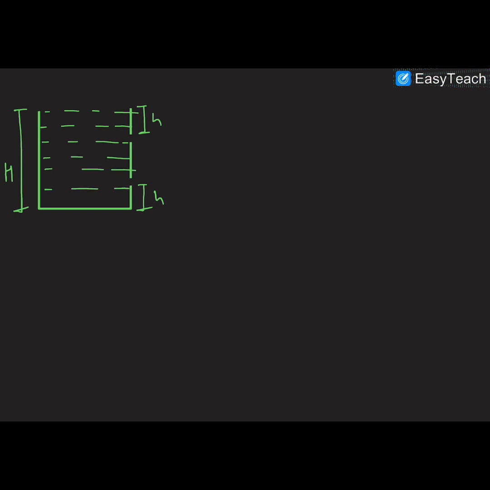So if we find out the range of liquid coming out of these two holes, we can say that the range of liquid coming out from the first hole, R1, will be 2 under root of the product of this height and this height. This is capital H minus small h. So this is h into (H minus h). And R2 is the range of this second liquid.